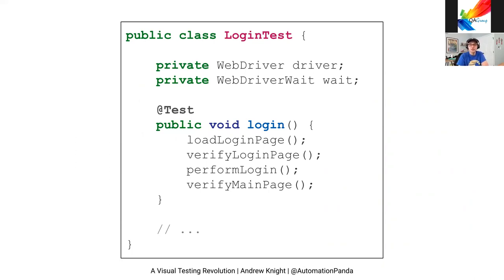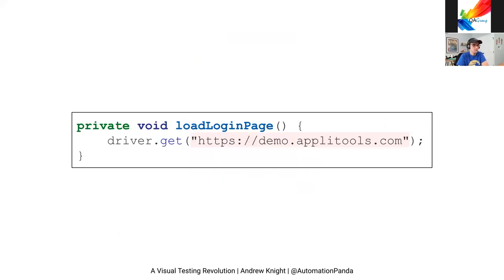In Java, we can write a JUnit test class named LoginTest and create a test case method named login. This test case method here calls four helper methods, one for each step. The first method, loadLoginPage, loads the demo app's login page in the browser.